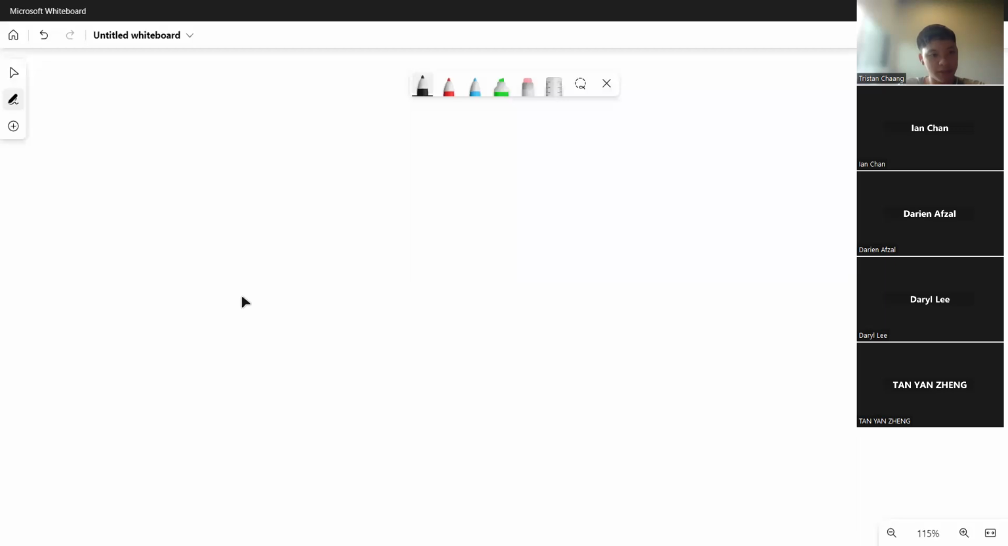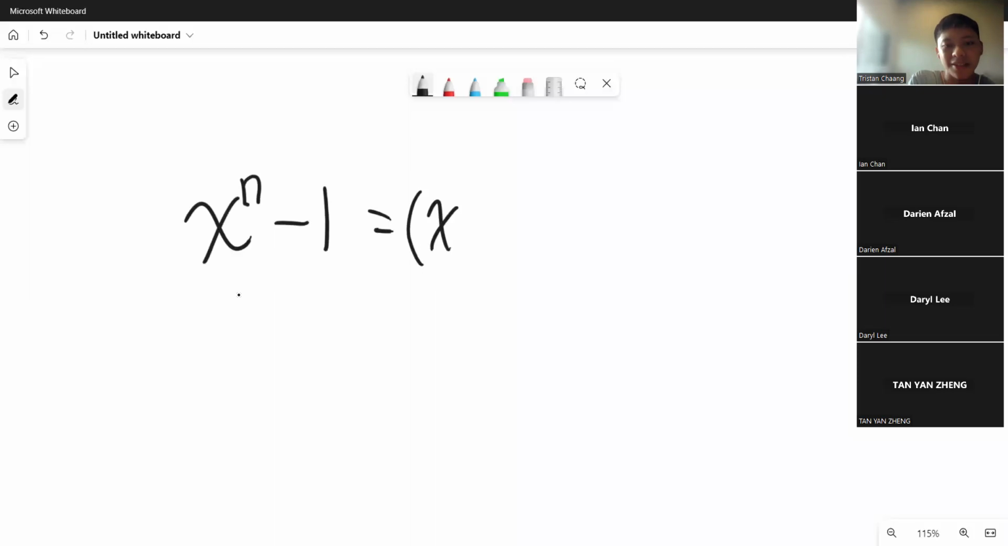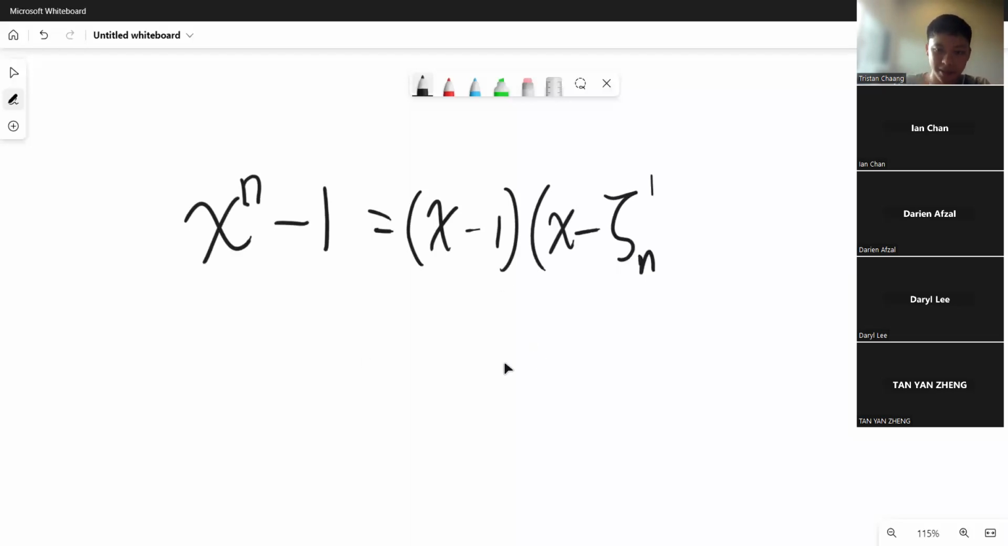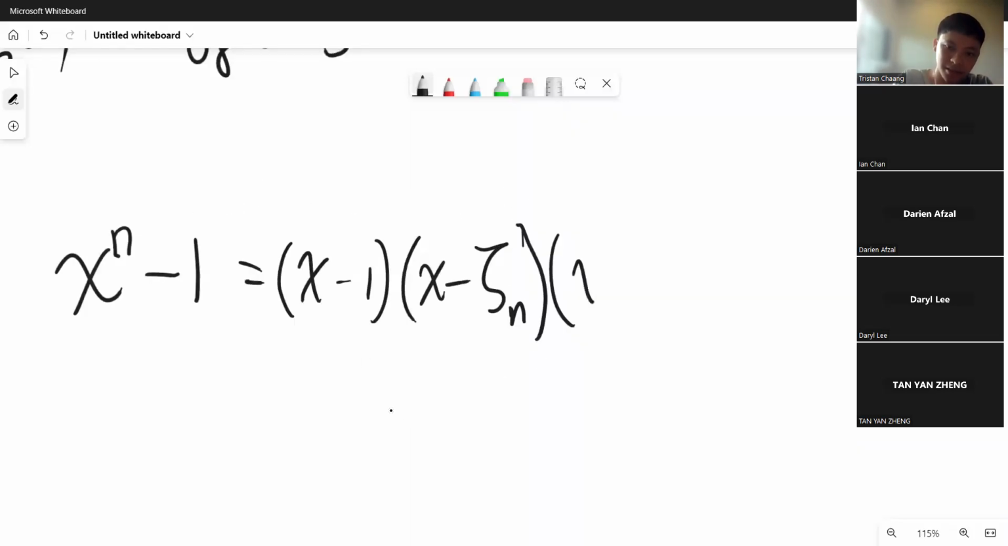So let's look at x to the n equals x to the n minus 1. We know that the roots of this are the whole set of roots of unity, the n numbers, right? So you can actually factor this into something like that. So x minus 1, x minus e to the, I'll just use this notation, why not, like this. Well, n of them.